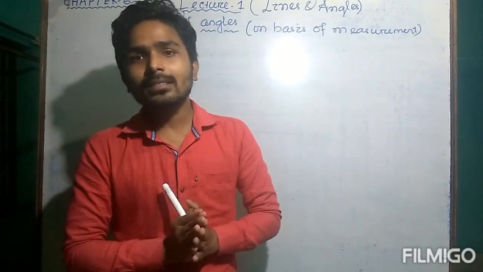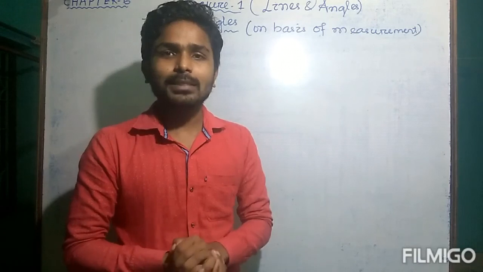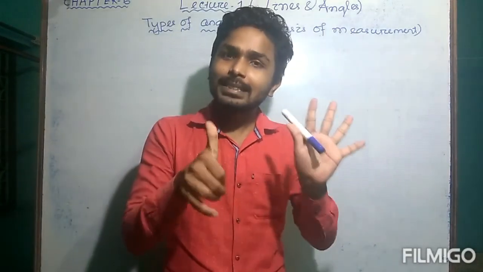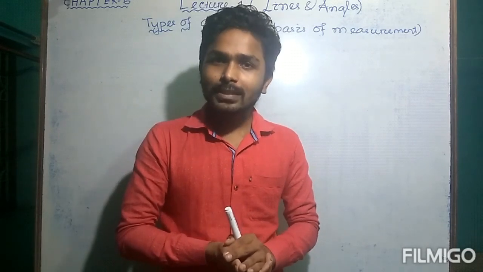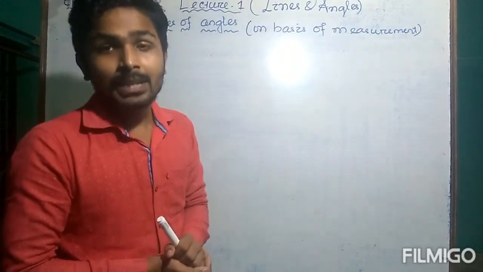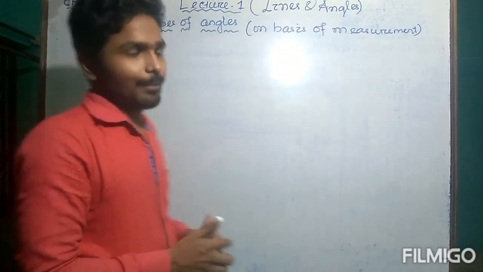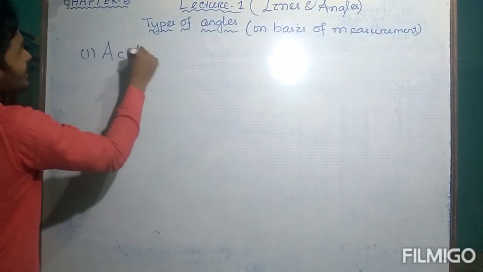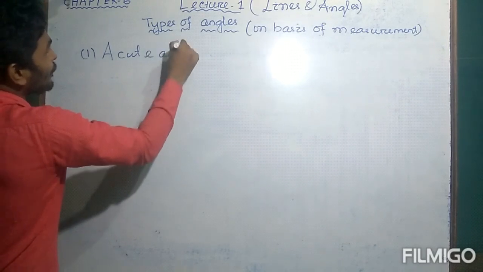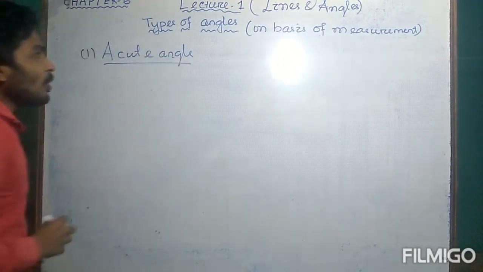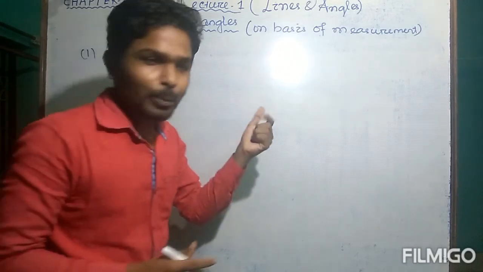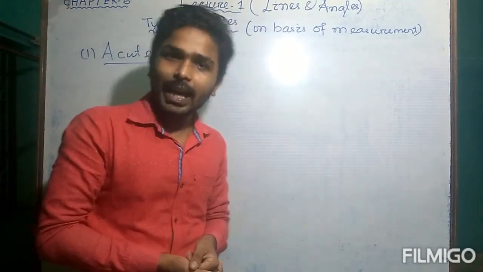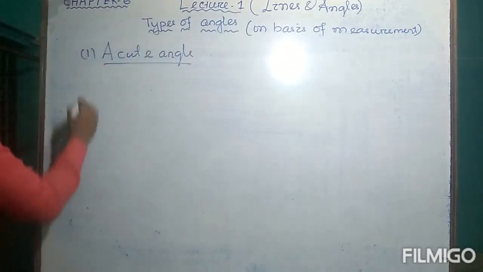We have to first discuss the types of angles on the basis of measurement. On the basis of measurement, the angles are of 6 types, and we will discuss each type chronologically. So let us start with the first type. What is that? That is acute angle. What is an acute angle? As you know, an angle whose value is greater than 0 degree and less than 90 degree is known as acute angle. This is a simple definition.